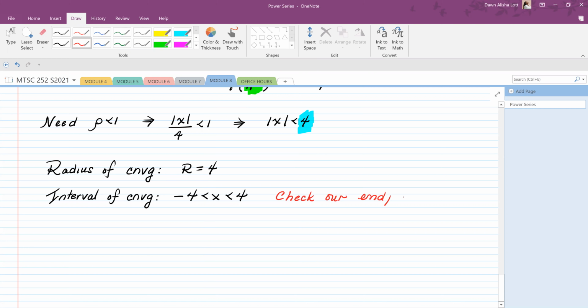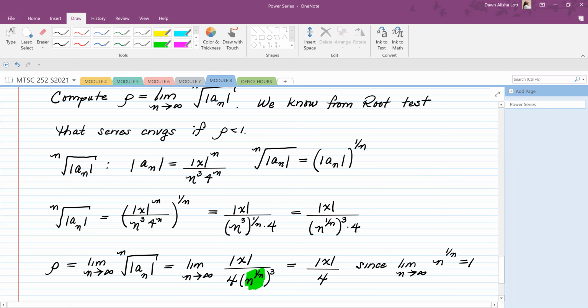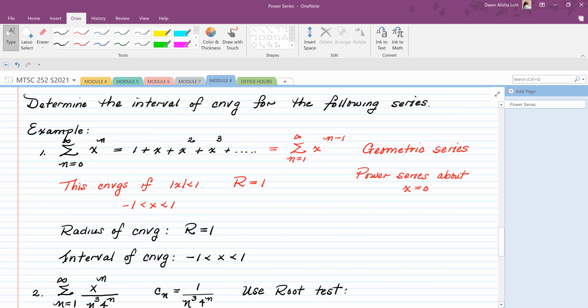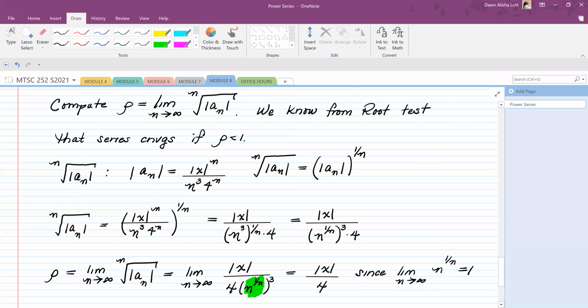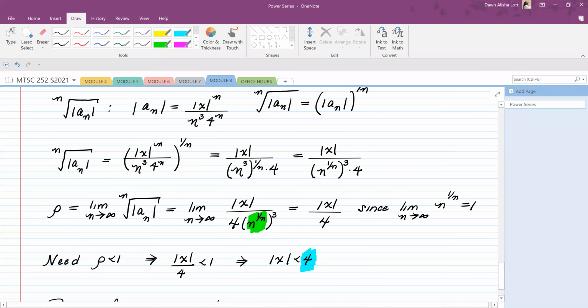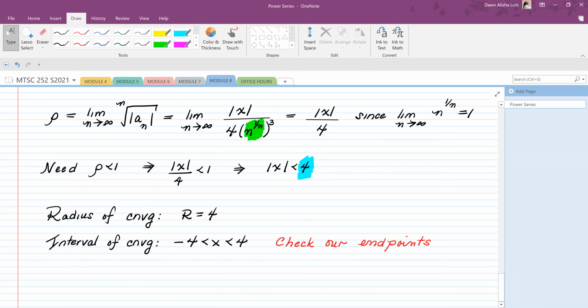Now, why didn't we need to check the endpoints of the first series? Well, because the first series was a geometric series, and we already know that it doesn't converge at 1 or -1. That we know. But this one, we have to check to see what's going to happen at our endpoints. Okay, so we're not done yet. So we know it converges inside that interval.